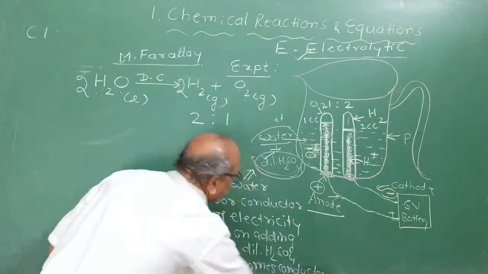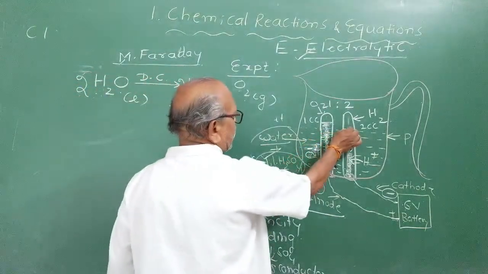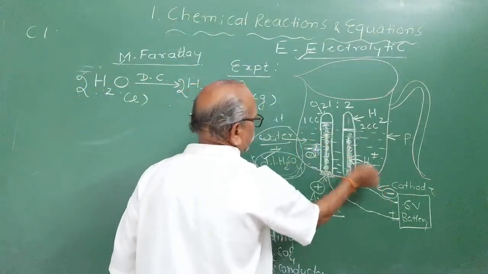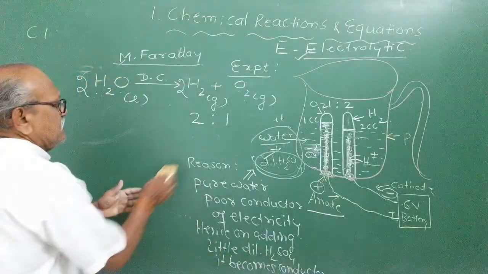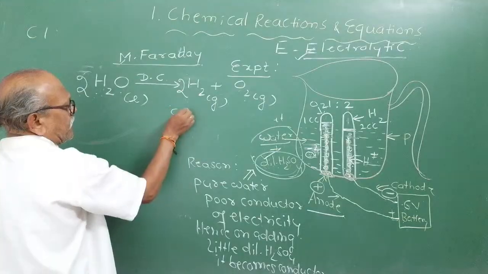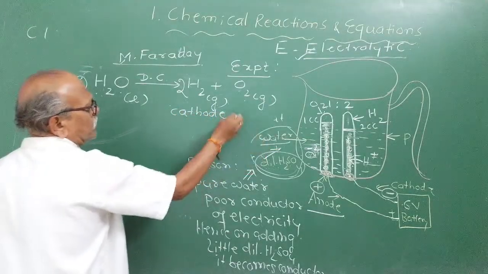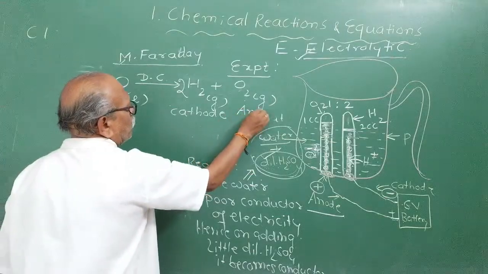Another question asked is about the gas collected at the cathode. Hydrogen gas is liberated at the cathode, and you will be asked this. Right at the bottom, hydrogen gas is liberated at the cathode. On that, questions appeared in MCQ. And oxygen gas is liberated at the anode.